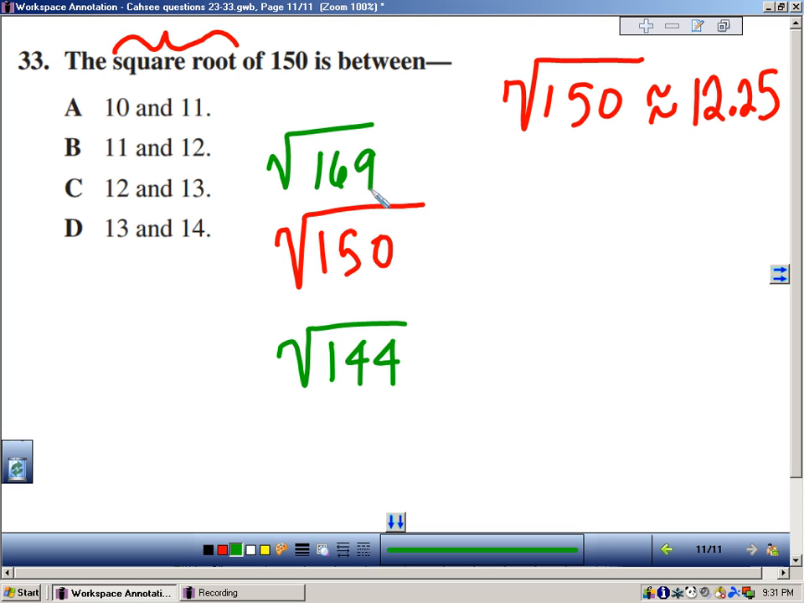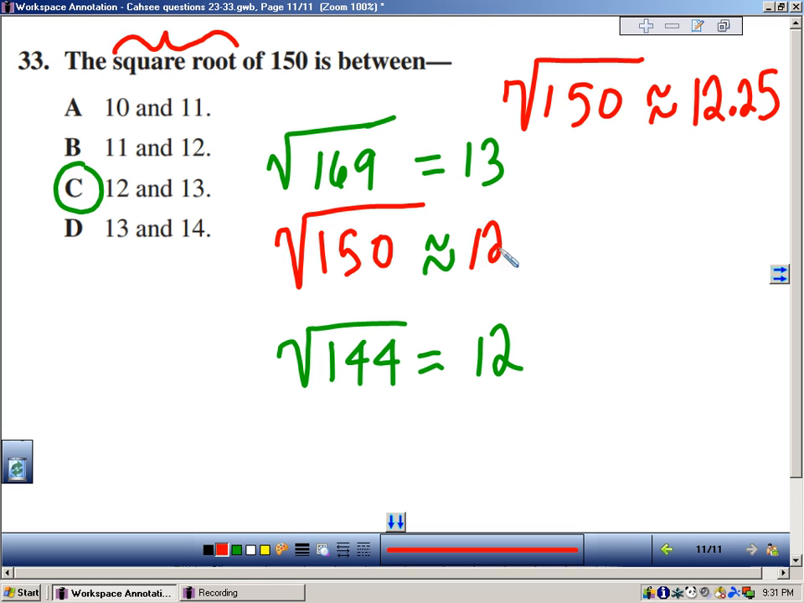And the reason why I wrote those is because I know that 12 times 12 is 144, so the square root of 144 must be 12. I also know that 13 times 13 is 169, so the square root of 169 is 13. And so 150 must be between these two answers, 12 and 13, which is C. And it is, if you think about it, because I worked it out with the calculator. 150, we said the answer was what? Approximately 12.25. And there it is. So the answer is between 12 and 13.